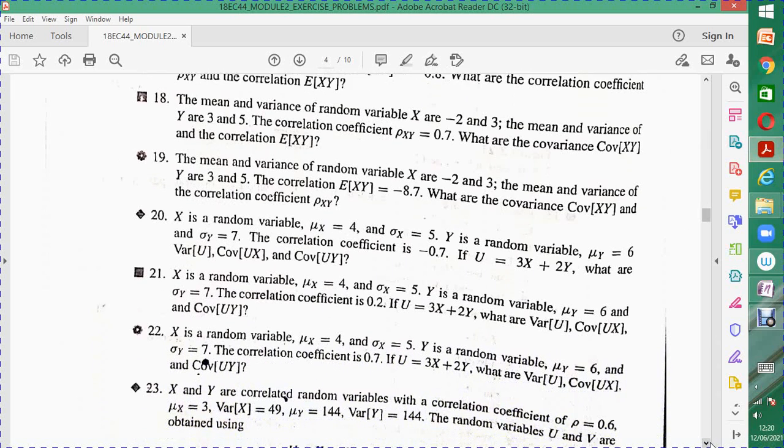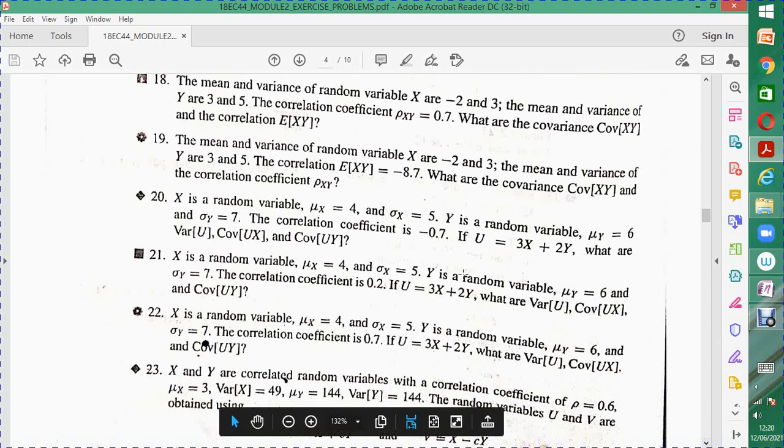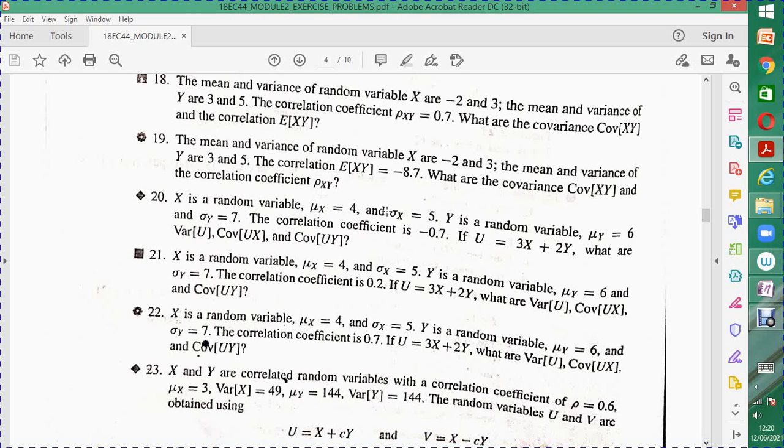So here in the problem number 20, it says that x is a random variable, and for this random variable x, the mean and the standard deviation are given, that is mu x is equal to 4 and sigma x is equal to 5. And also it says that y is a random variable, mu y is equal to 6 and sigma y standard deviation is 7. Correlation coefficient is also given as -0.7. With this, it says that the transformation function u is defined by 3x plus 2y.